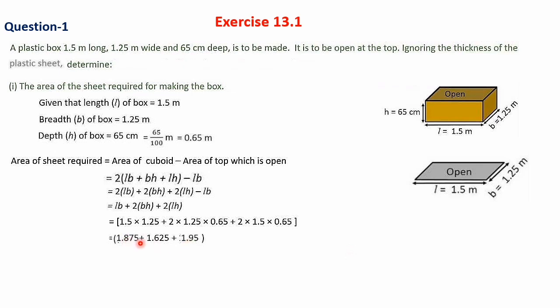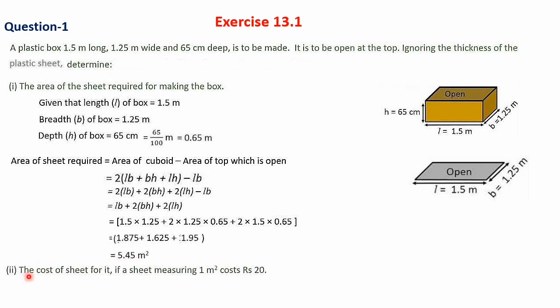So these three quantities when you add, 1.875 plus 1.625 plus 1.95, you will get the answer as 5.45 meter square. So the first part answer is over. The area of the sheet required for making the box is 5.45 meter square.